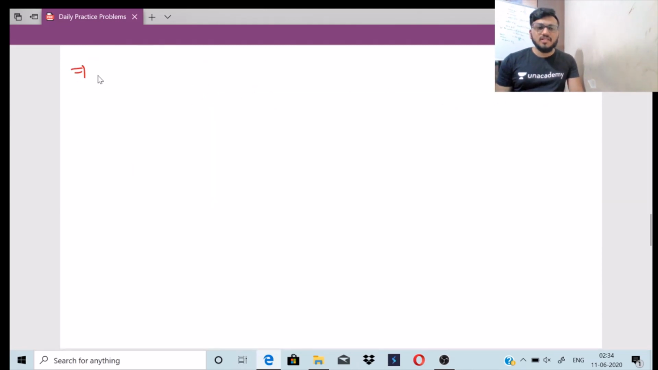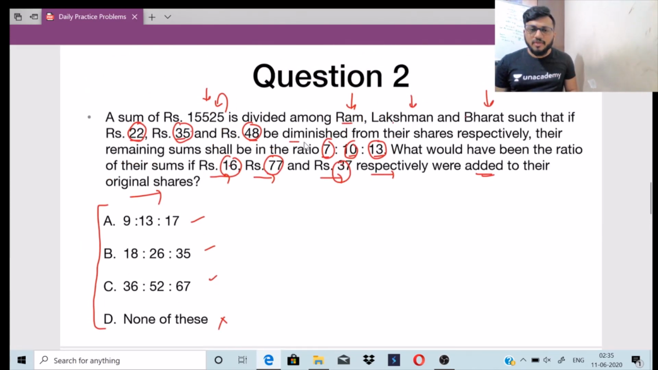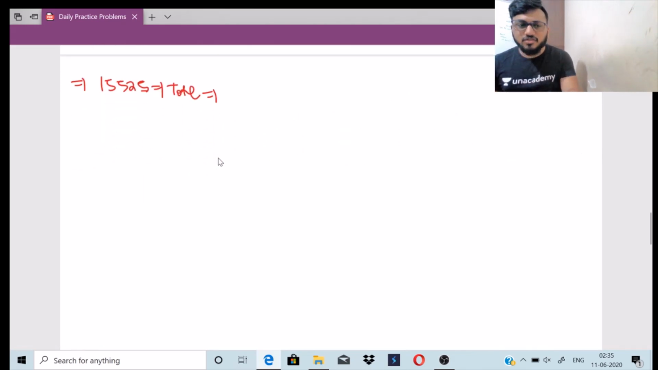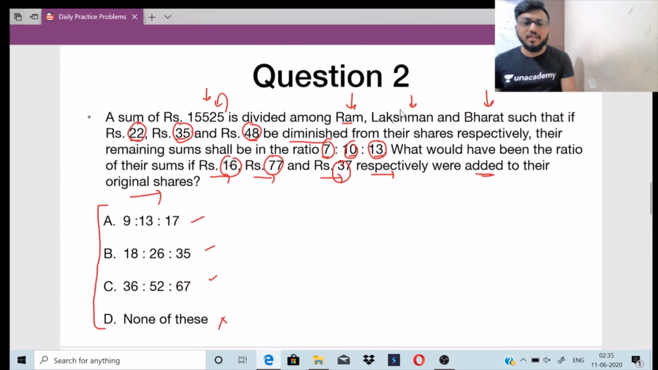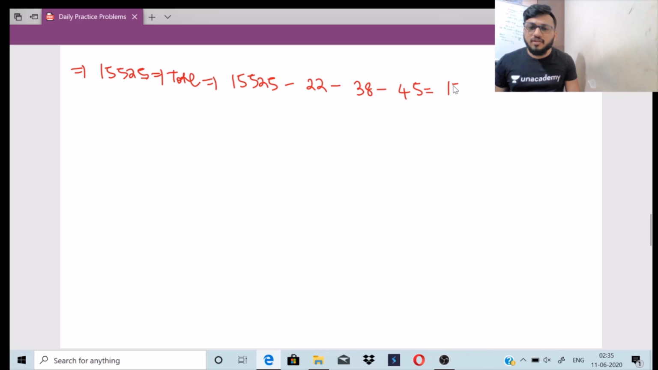This 15,525 is the total amount. First, this amount has to be diminished. So 15,525 minus 22 minus 35 minus 48. This will be equal to 15,420 rupees.